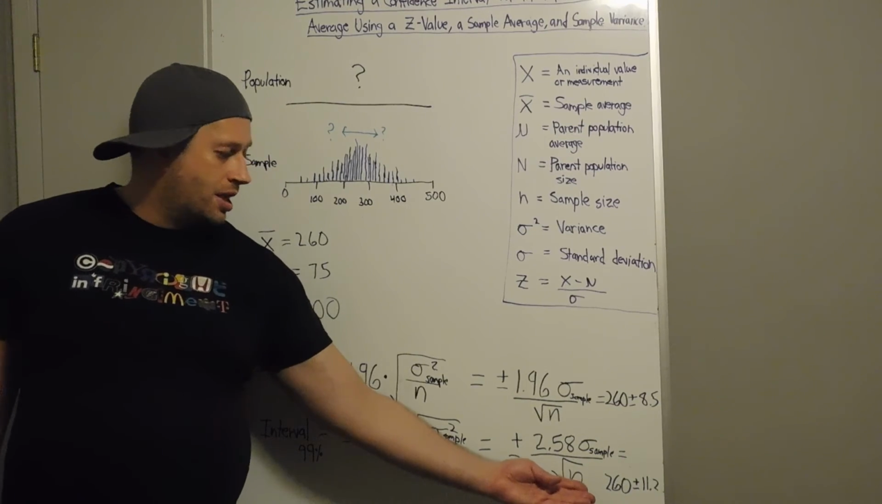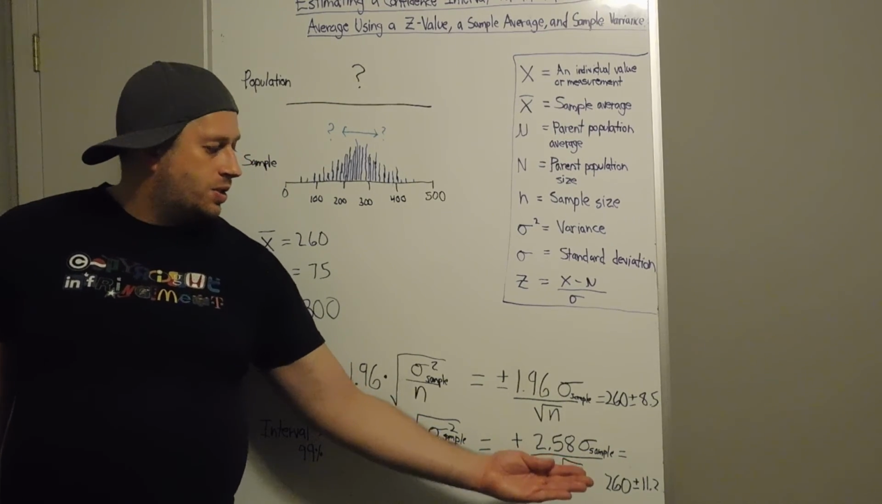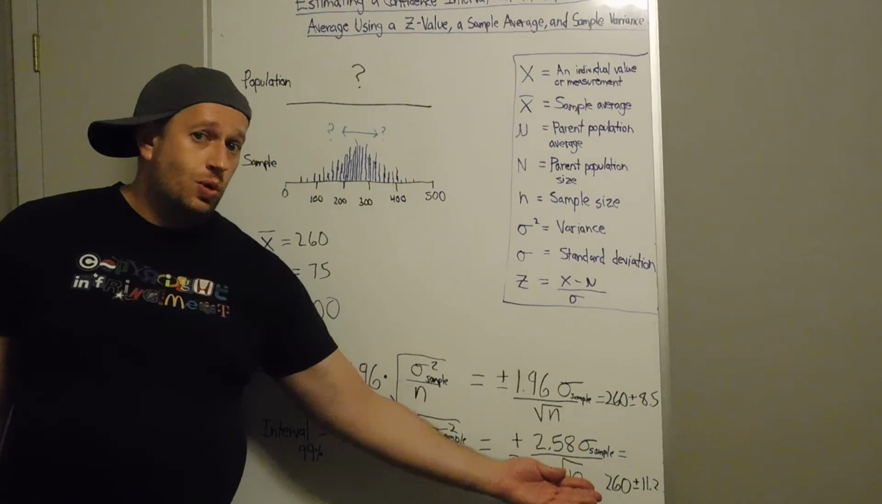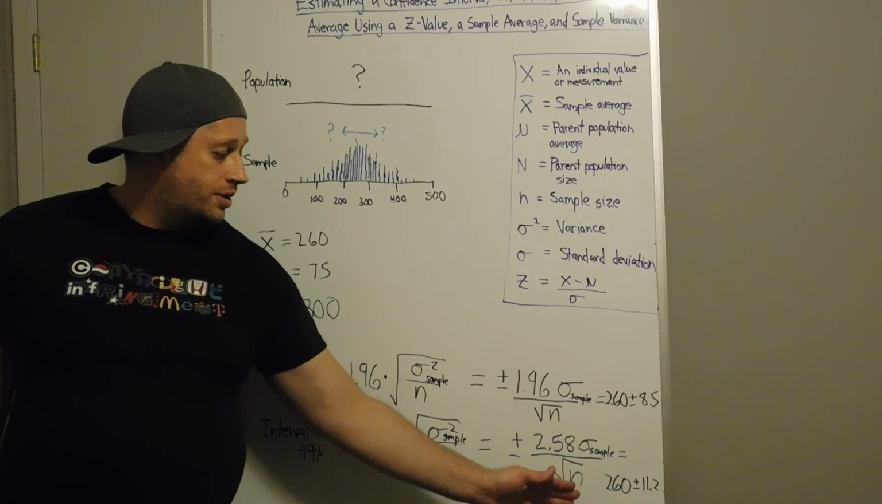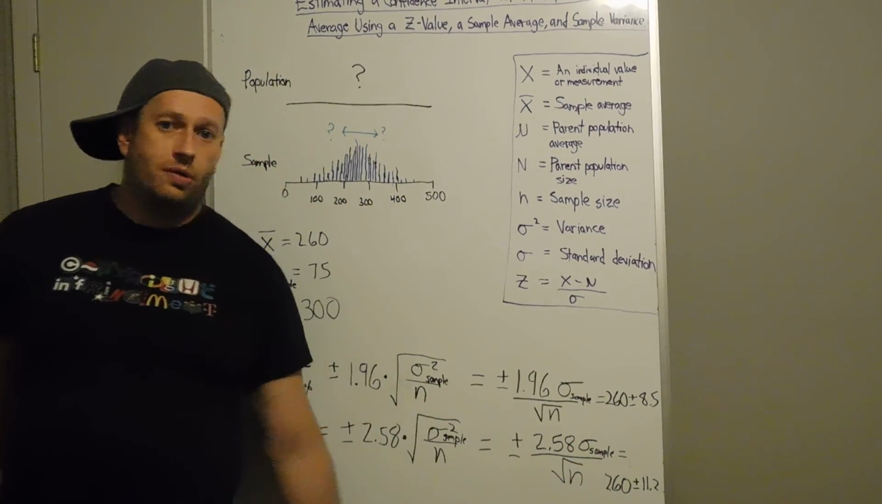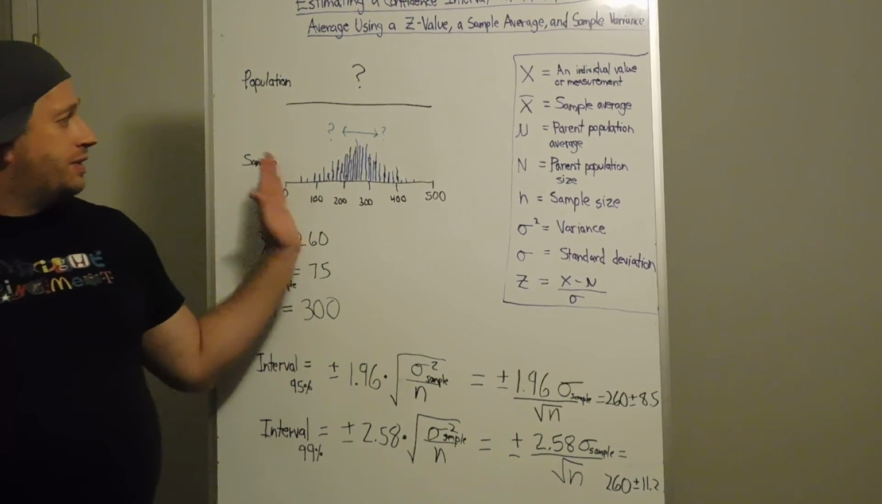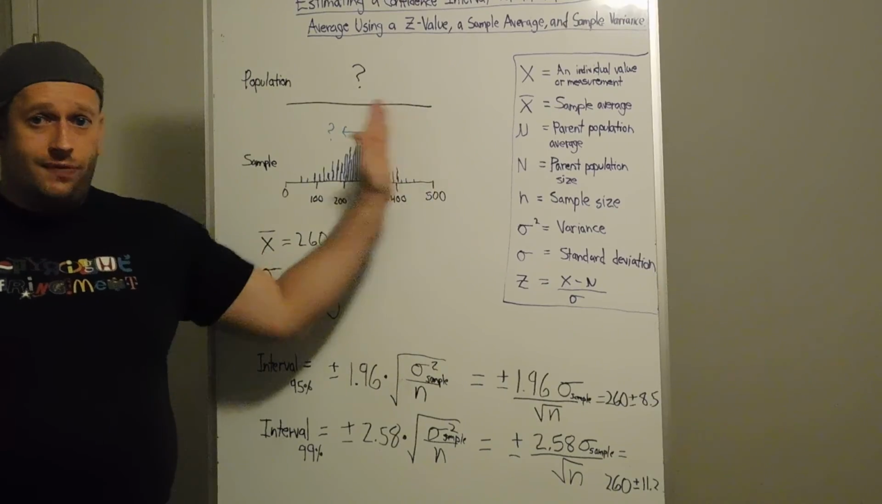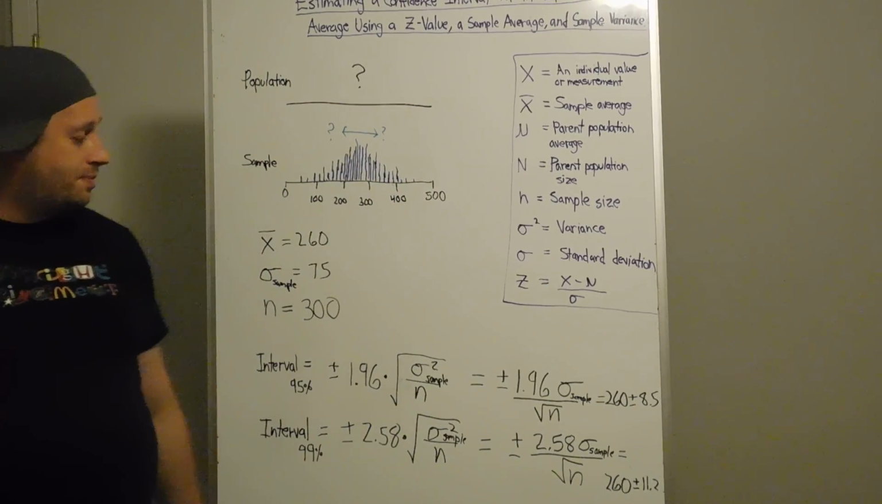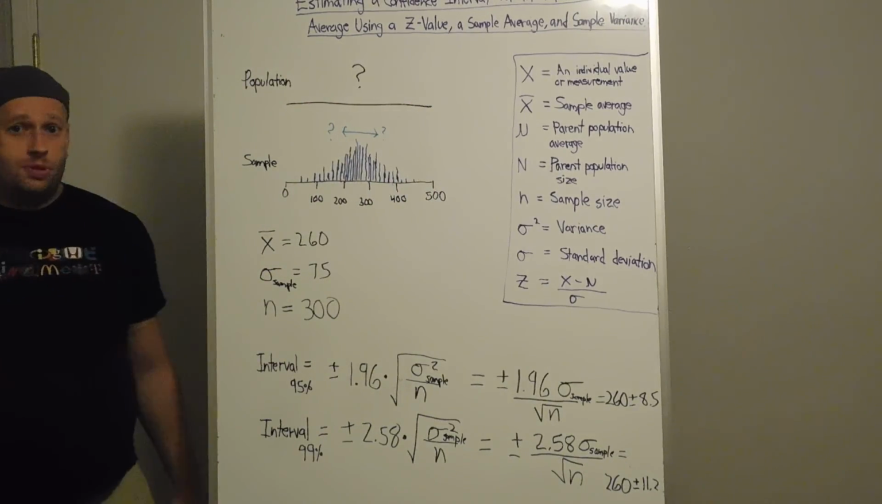So in this case, it would be 248.8 to 271.2. That would be our range. We can be 99% confident if the actual original population is following a normal distribution. So I hope that helps, and thank you.